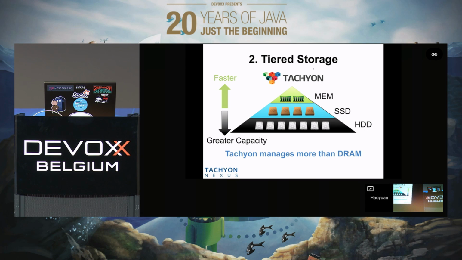And of course, you can have policies to manage these different layers. For example, how to evict data from an upper layer to a lower layer, how to allocate space in the same layer, or how to promote data to the upper layer. It's all policy based.